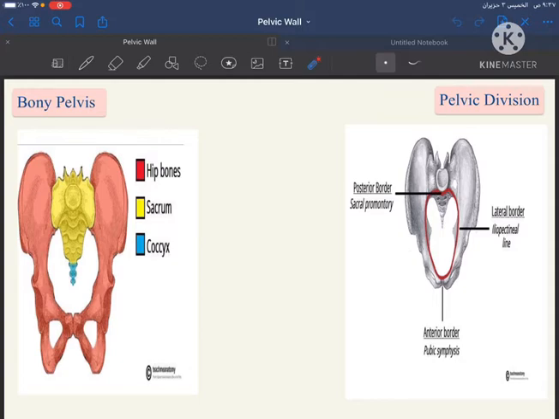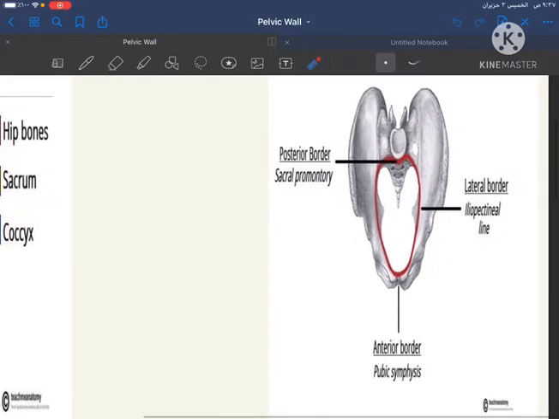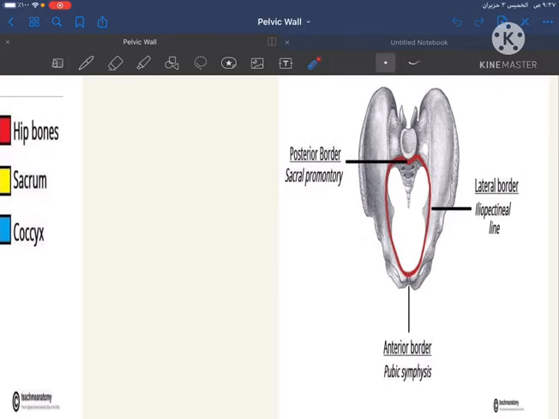The pelvis is divided into a false pelvis and a true pelvis. Here it's the false pelvis, while here it's the true pelvis. The pelvic brim is bounded anteriorly by the pubic symphysis, laterally by the iliopectineal line, and posteriorly by the sacral promontory. This brim divides the pelvis into the false pelvis superiorly and the true pelvis inferiorly.